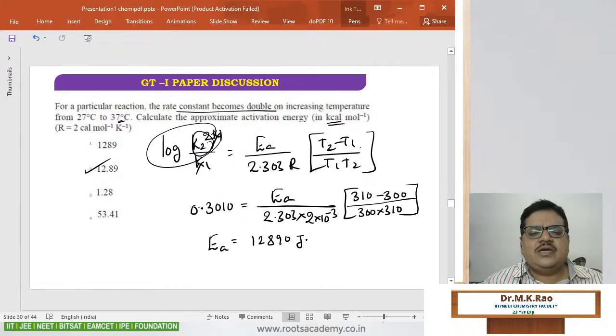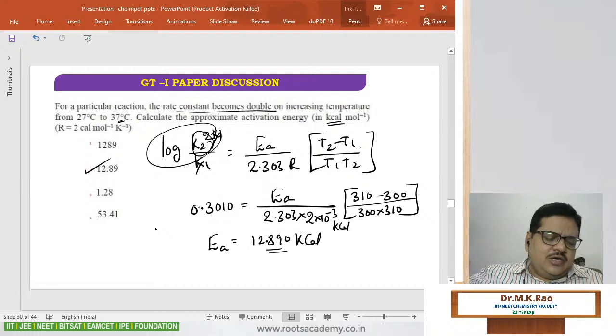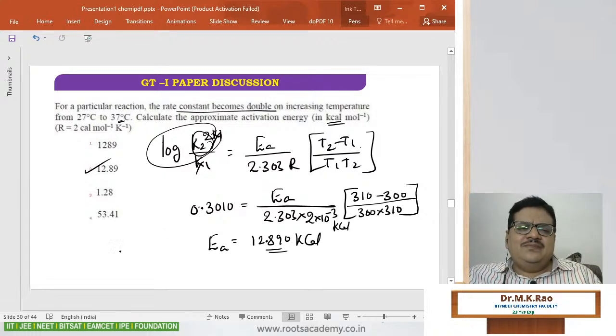12890 joules you are getting. I'm sorry, calories you are getting. They are asking kilocalories. If you are not writing that, you will get the option in kilocalories only. It is minus 3 kilocalorie we wrote already. So 12.890 kilocalorie. Because simplification is time consuming, we are just explaining the method of approach.